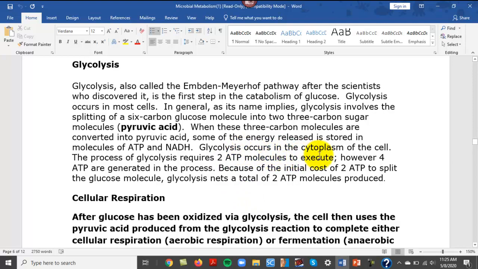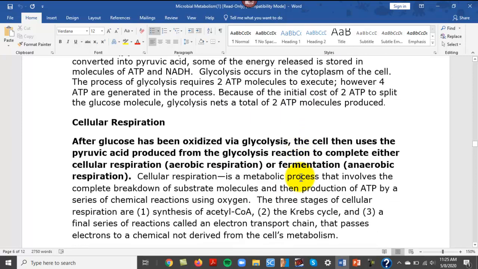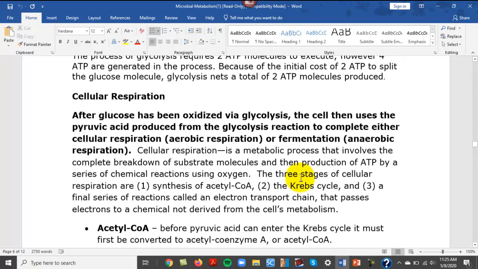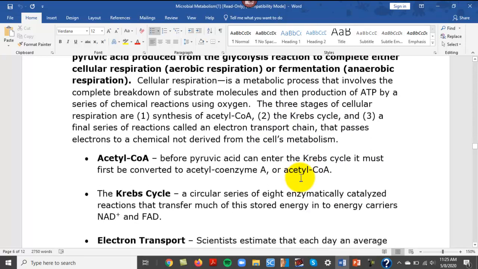Glycolysis occurs in the cytoplasm. Like it says here, however, 4 ATP are generated. Because of the initial cost of 2 to split the glucose, glycolysis nets a total of 2 ATP molecules, which is fine. What's going to happen next? This is called cell respiration. Now, this is a process that uses oxygen.